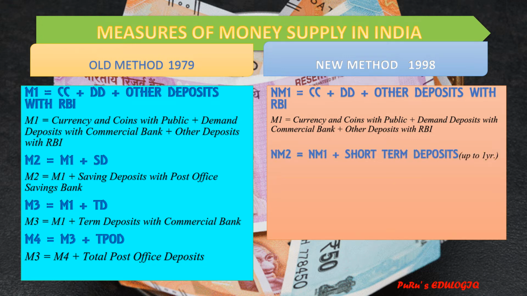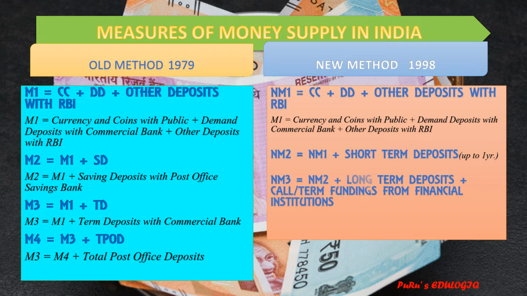NM2 is NM1 plus short-term deposits up to 1 year. NM3 is NM2 plus long-term deposits beyond 1 year plus call term fundings from the financial institutions. Hence, in the new method, we don't find M4. We just have NM1, NM2 and NM3. They have also come up with the liquidity aggregates as L1, L2 and L3.